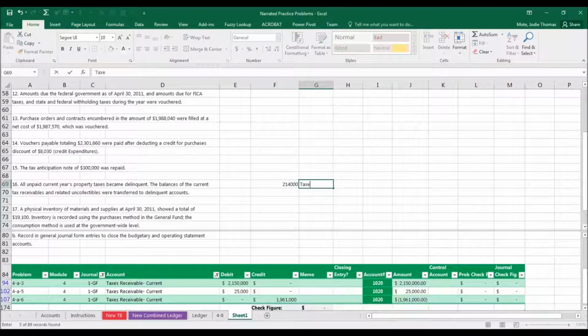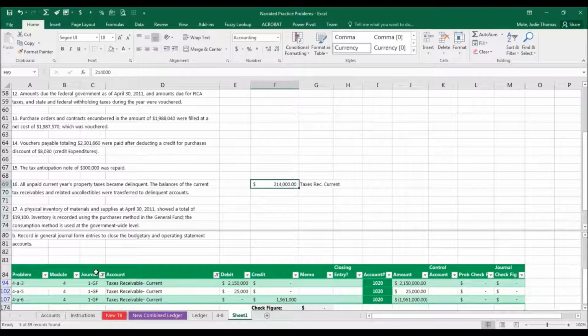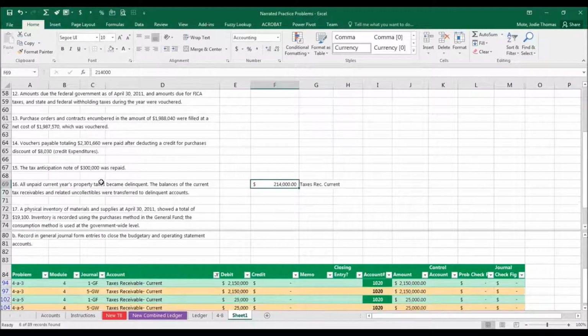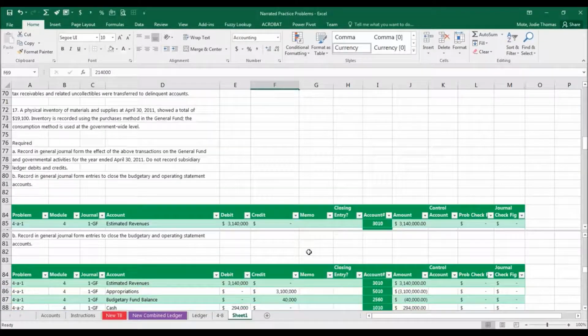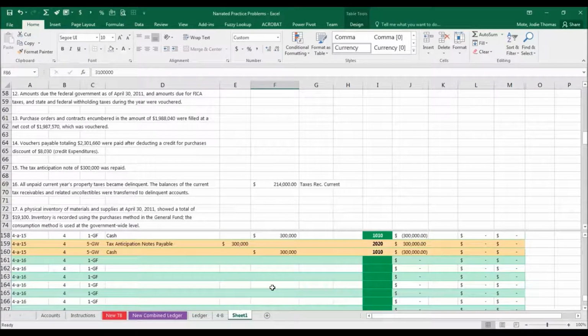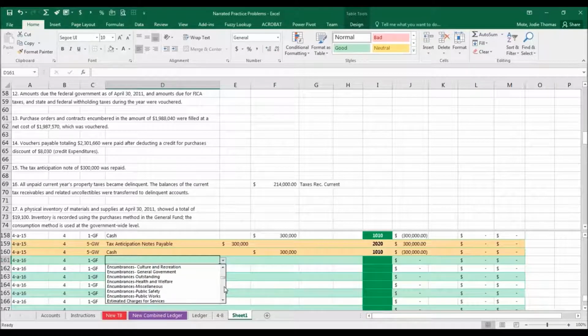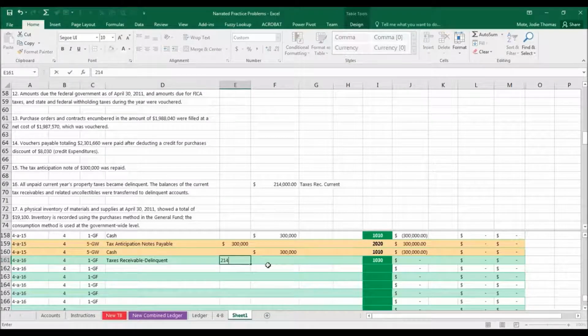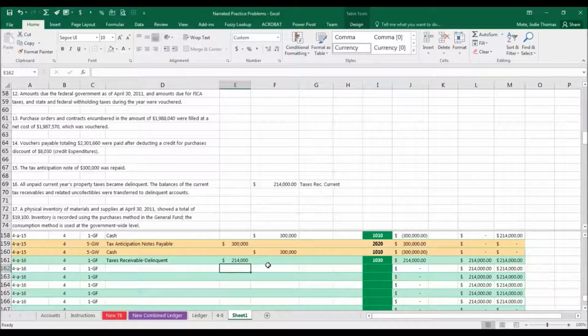There's our current balance, $214,000. So our next entry, the first part of our entry, is going to be to debit taxes receivable delinquent for that $214,000, because remember, we're reclassifying it out of current to delinquent. So the first part of our entry is $214,000, the debit, and the second part is going to be the credit to taxes receivable current.